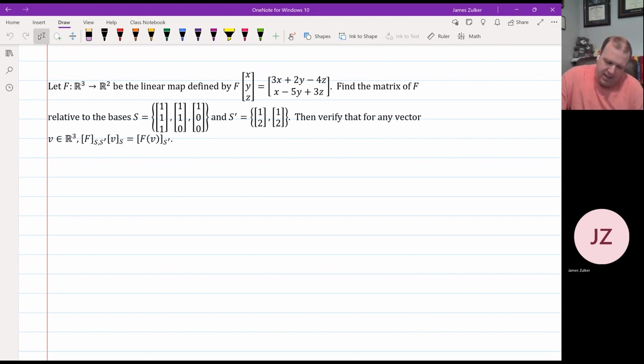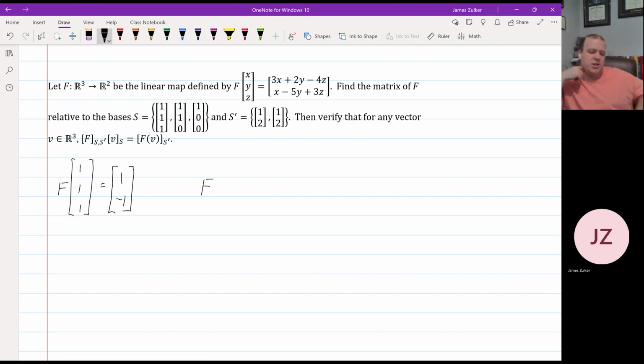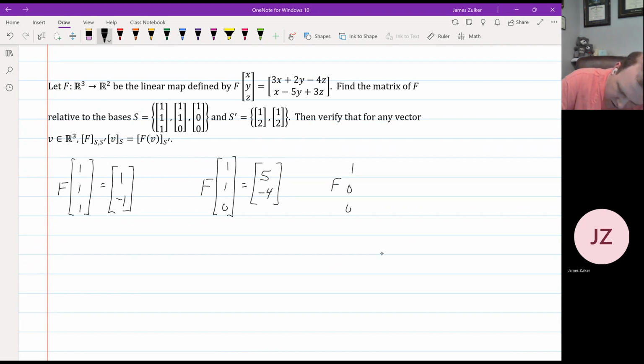What we want to do is take each element of the basis of the domain, transform it, and then write it as a linear combination of the basis elements of the codomain. So there are the transformations of the basis elements. Now we need to write these as linear combinations.